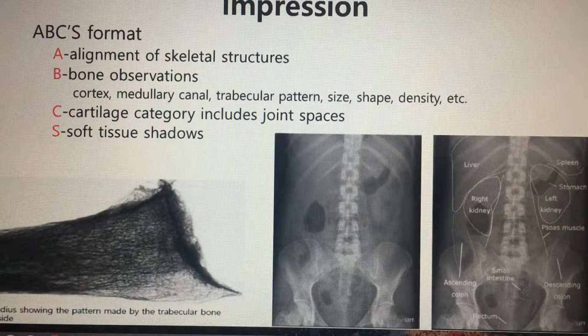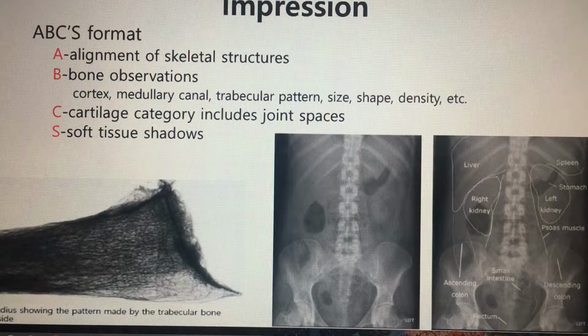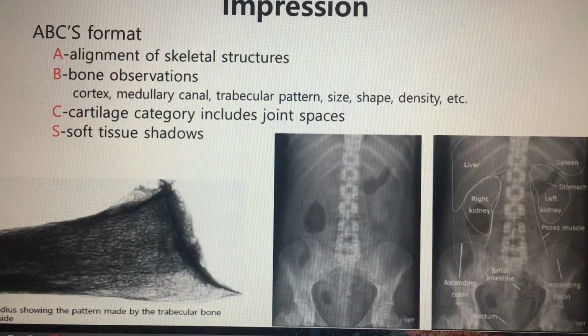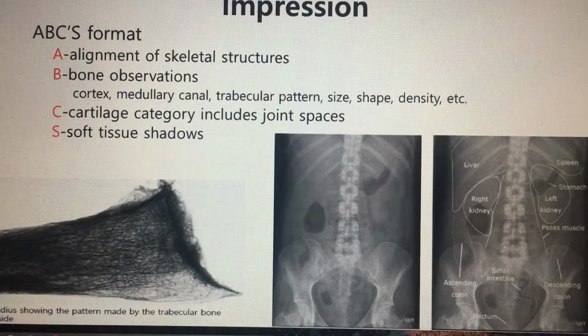According to Wolff's law, the density of the bones varies even under the same condition. It will be an indication of degenerative change. C means the cartilage category. We just know it's the space between bones. S means soft tissue shadow. Soft tissue can be identified by changes in the radiation exposure conditions.